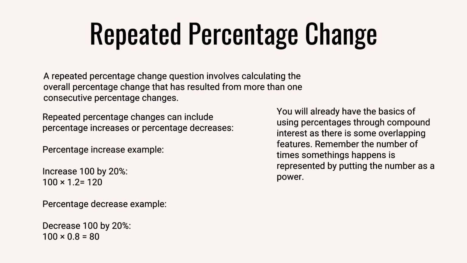You will already have seen the basics of using percentage change through compound interest, as there are some overlapping features. Remember, the number of times something happens is represented by putting the number to the power. So if I'm increasing 100 by 20%, say, and it happens over 5 years, I do 100 times 1.2 to the power of 5 to represent those 5 years.